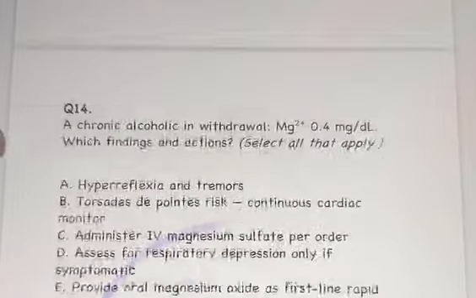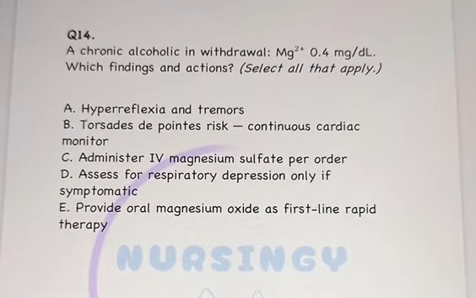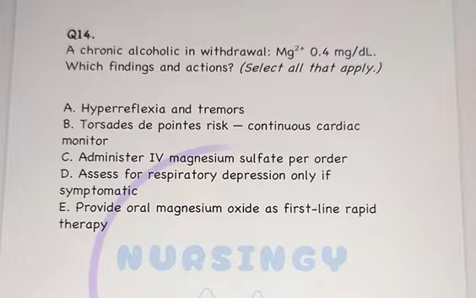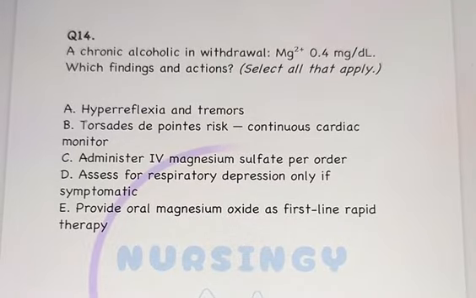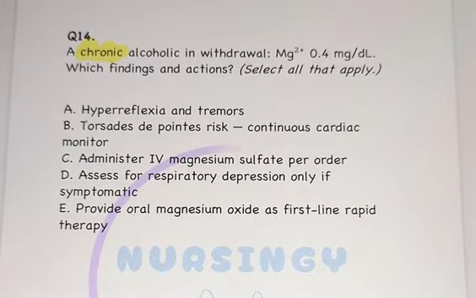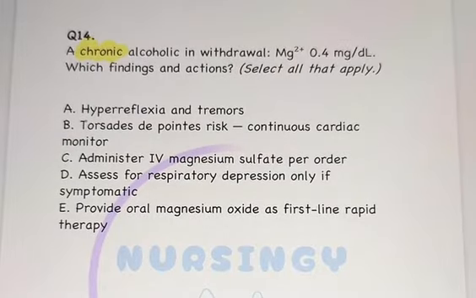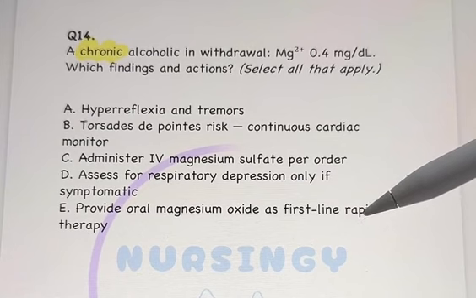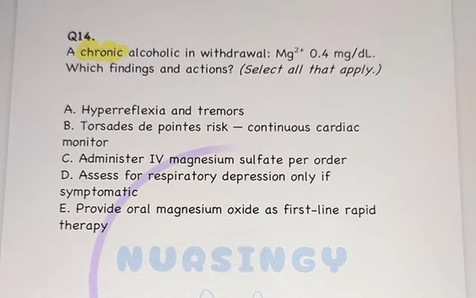Let's go to question number 14. A chronic alcoholic in withdrawal. Okay, so now this is another thing. I'm going to post a video. I already made a video on how to solve the case study. It will be posted on nursing. So there are three components in every case study. One is patient, one is intervention, and one is disease. Okay, these three components you guys always need to note.